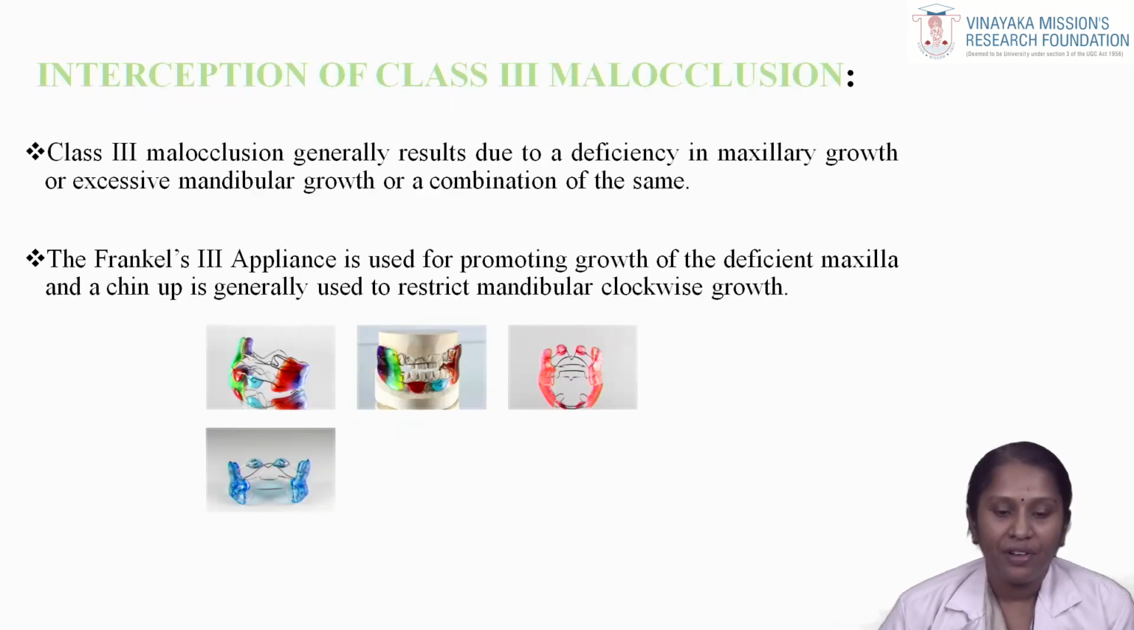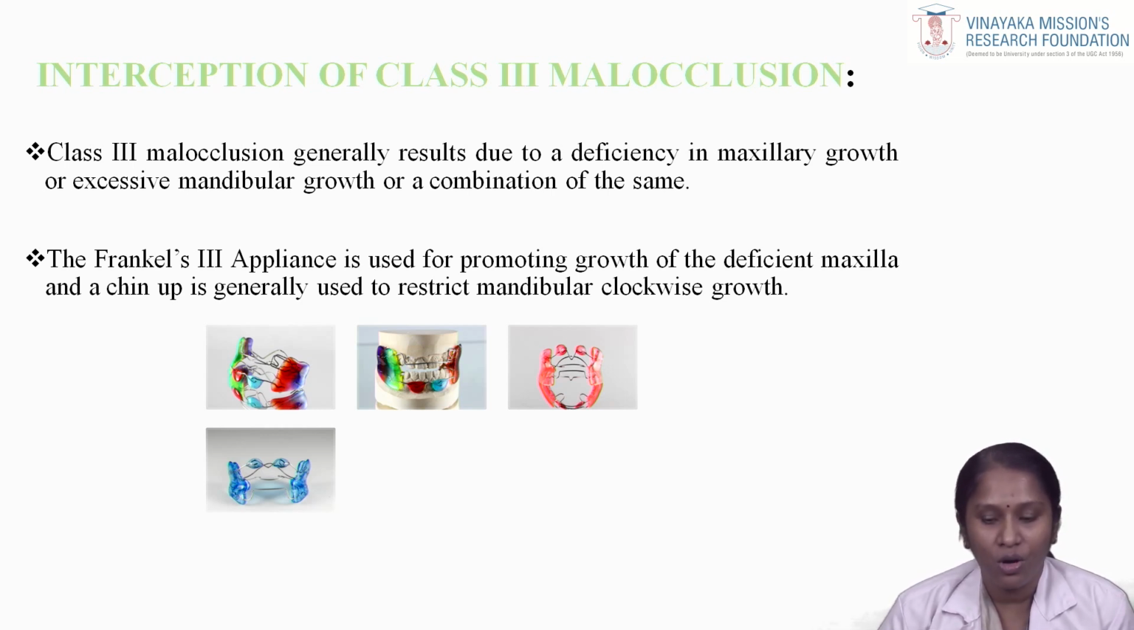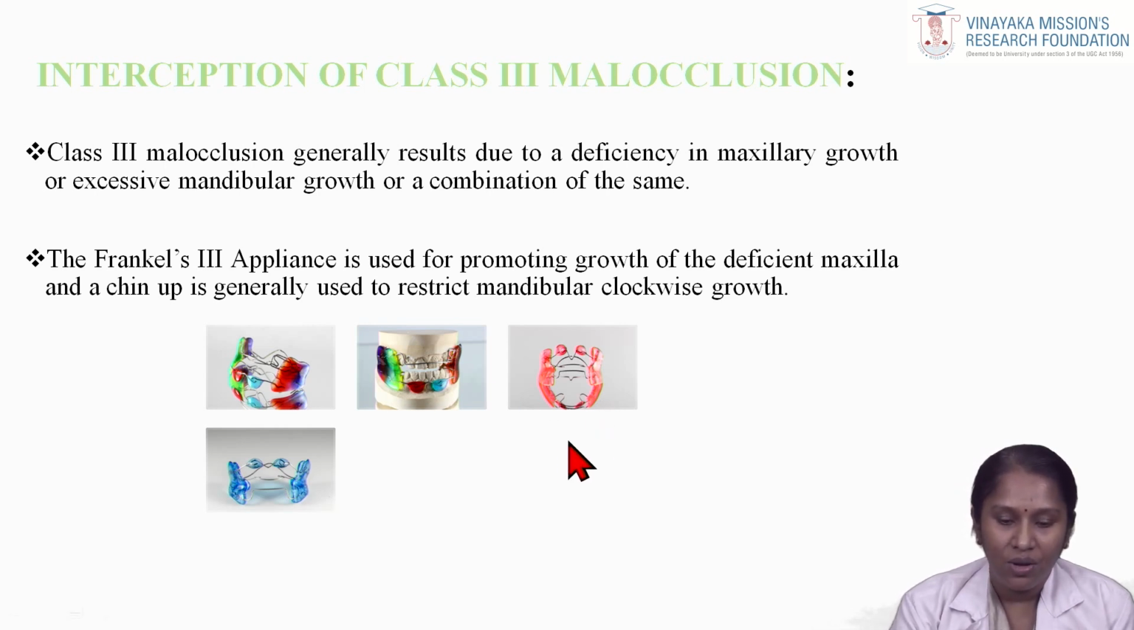In the case of interception of class 3 malocclusion, class 3 malocclusion generally results from deficiency in maxillary growth or excessive mandibular growth or a combination of the same. In class 3 malocclusion, we can give a myofunctional appliance like Frankel's 3 appliance to promote growth of the deficient maxilla, and a chin cup is generally used to restrict mandibular growth and bring about clockwise rotation of the mandible. So these are the certain appliances or advice given to patients to achieve an orthognathic profile.